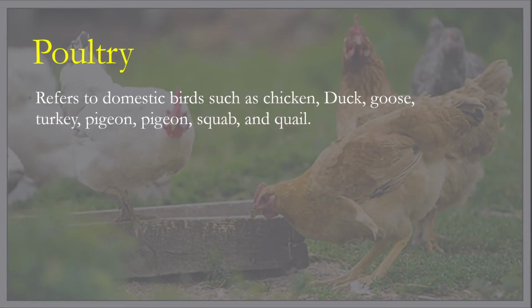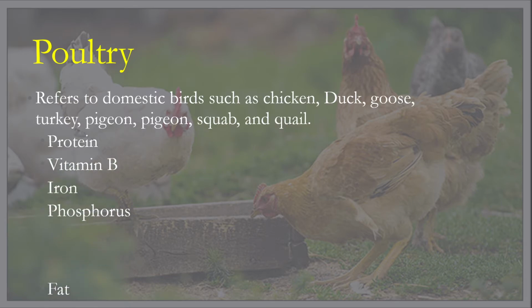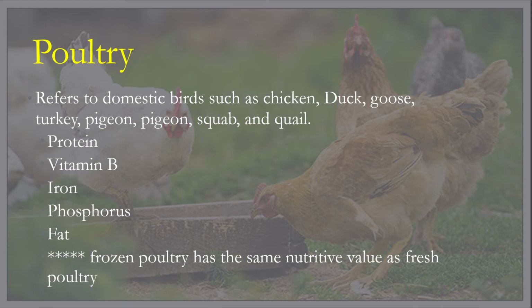So shout out to those who really love bulalo. Next, we have the so-called poultry. Poultry refers to domestic birds such as chicken, duck, goose, turkey, pigeon, squab, and quail. Poultry meat also provides protein, vitamin B, iron, phosphorus, and fat. Frozen poultry has the same nutritive value as fresh poultry. So remember that.